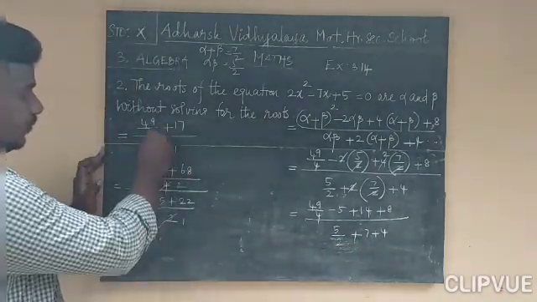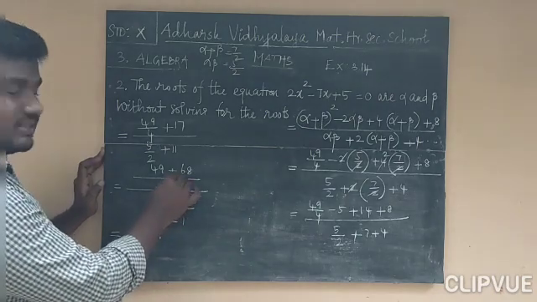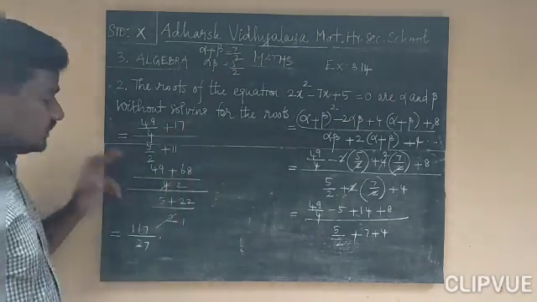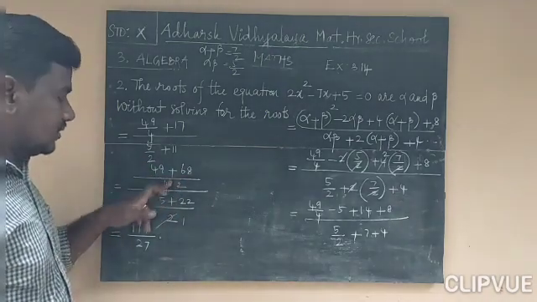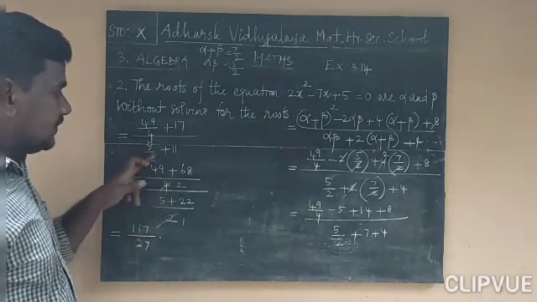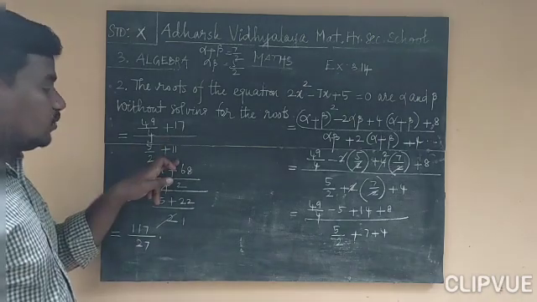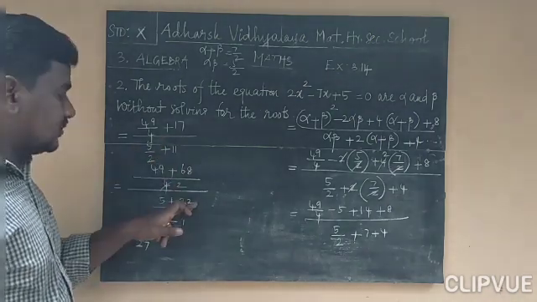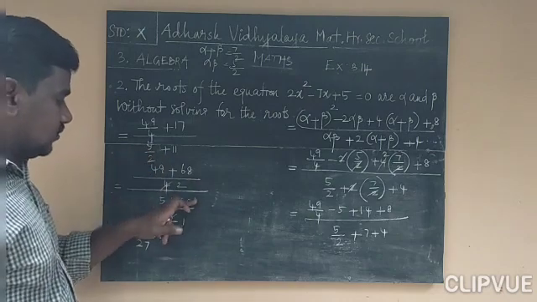So here 4 is the LCM. If we take 4 as LCM, it should be multiplied by 4. So 4 into 17 is 68. So 49 plus 68 divided by 4, divided by this 5 by 2 plus 11. So here also 2 is the LCM. It should be multiplied by 2. So 2 into 11 is 22. So 5 plus 22 divided by 2.